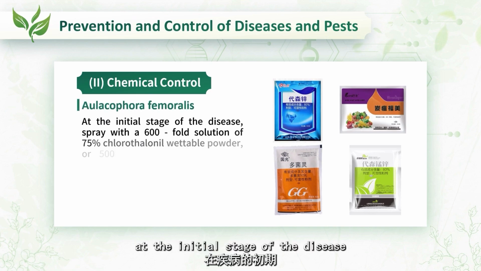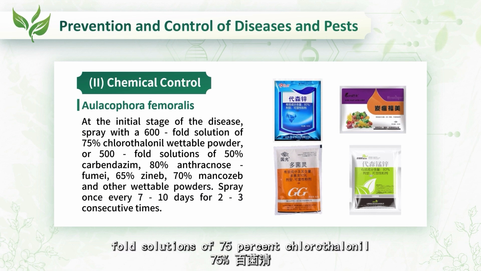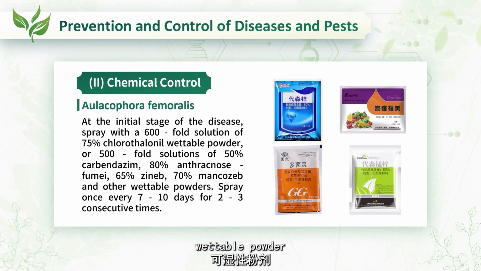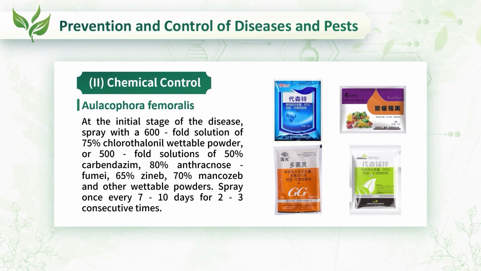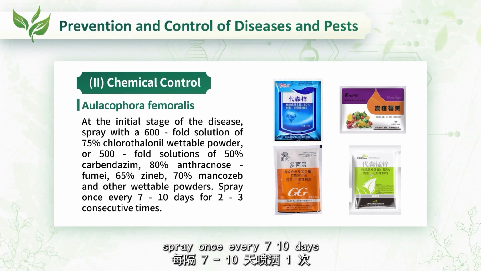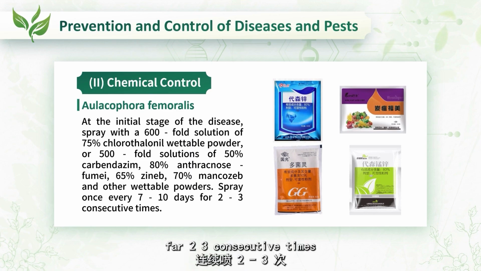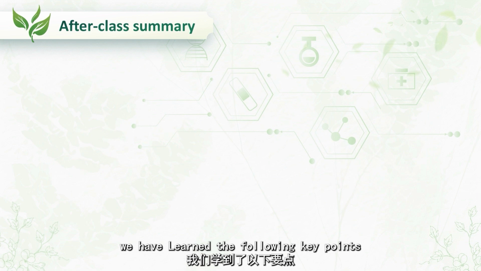Olacoptera femoralis. At the initial stage of the disease, spray with 600-fold solutions of 75% chlorothalonil wettable powder or 500-fold solutions of 50% carbendazim, 65% thiram, 70% mancozeb and other wettable powders. Spray once every 7-10 days, for 2-3 consecutive times. Through this lesson, we have learned the following key points.